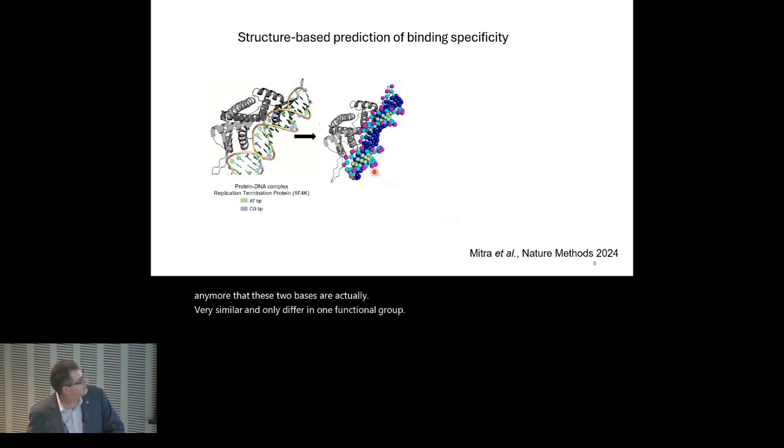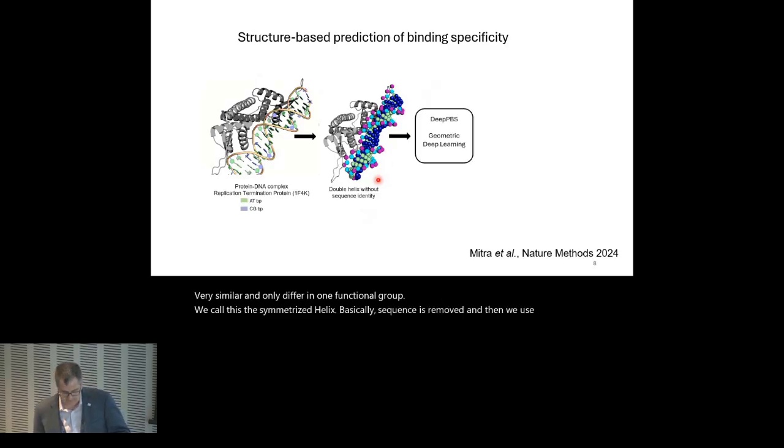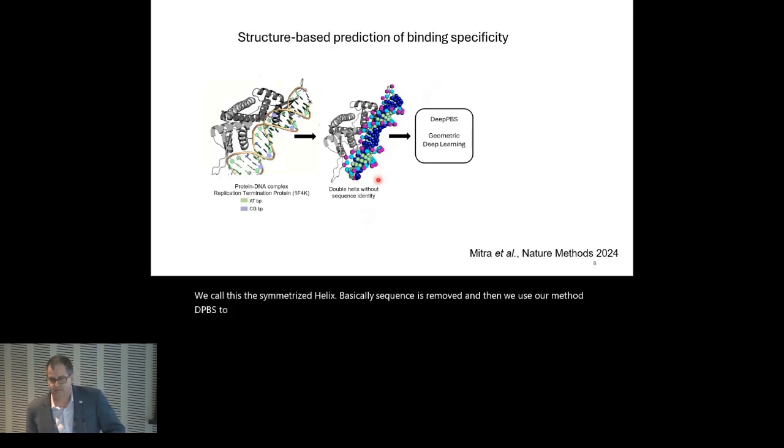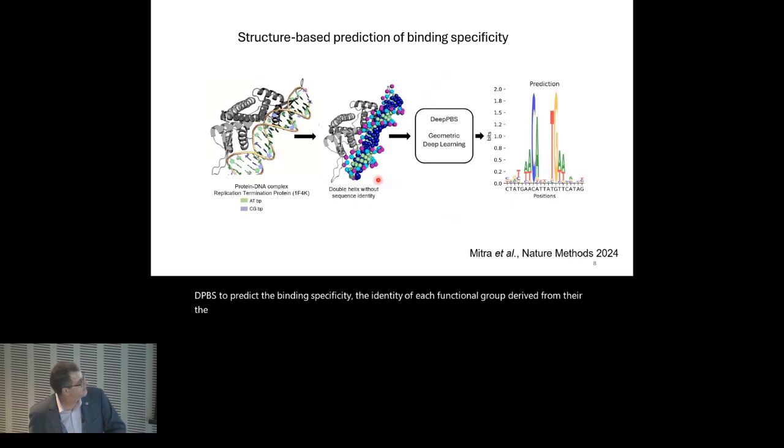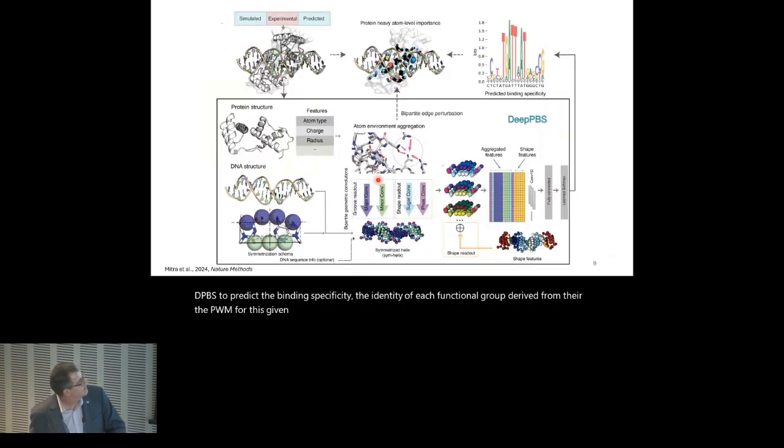We call this the symmetrized helix. Basically, sequence is removed, and then we use our method, DPBS, to predict the binding specificity, the identity of each functional group, derived from there, the PWM for this given protein. The architecture is shown here.